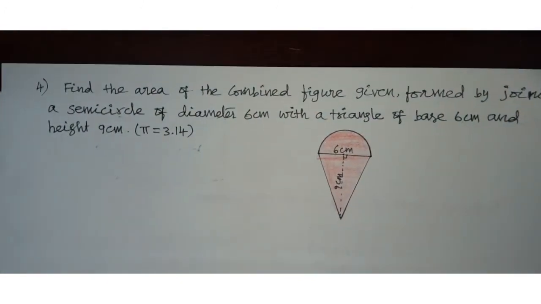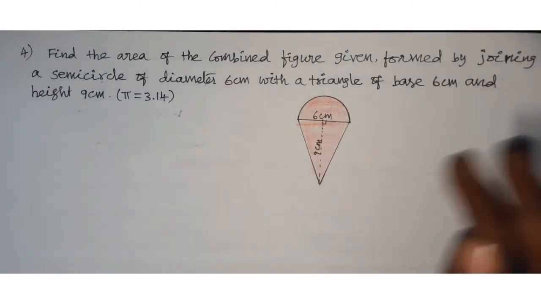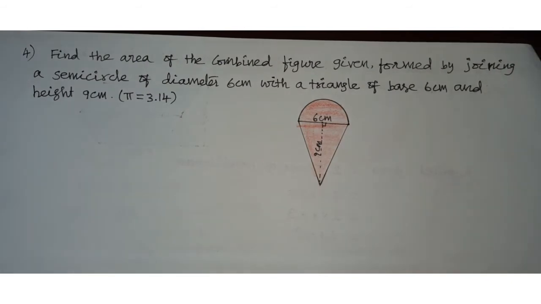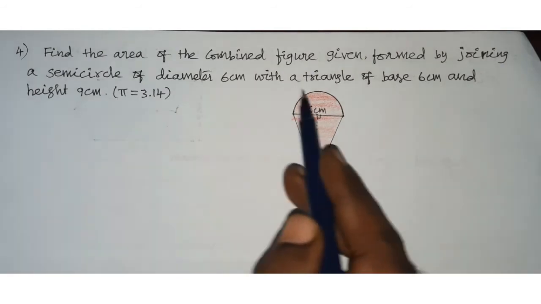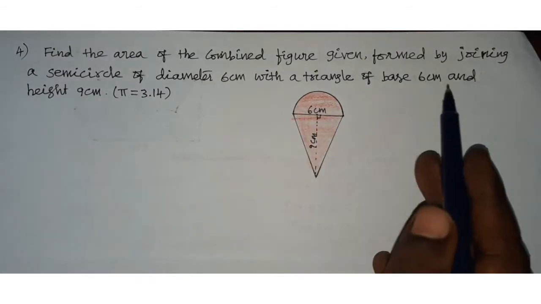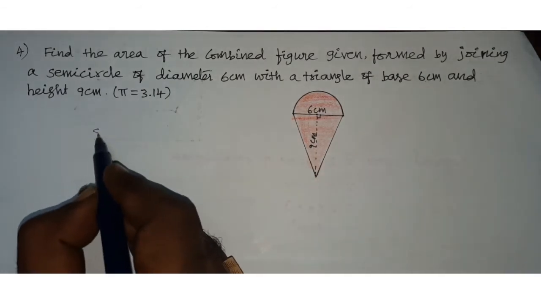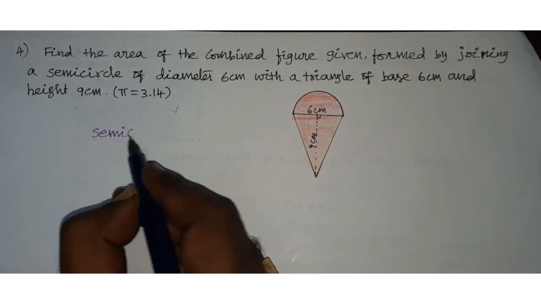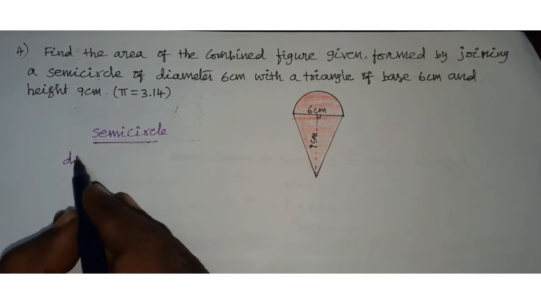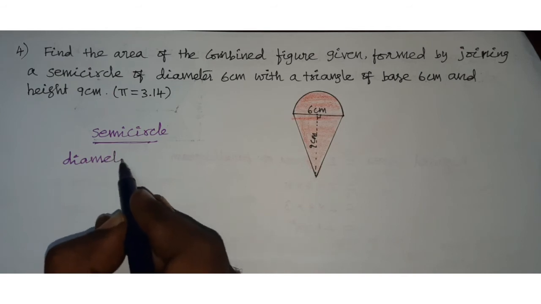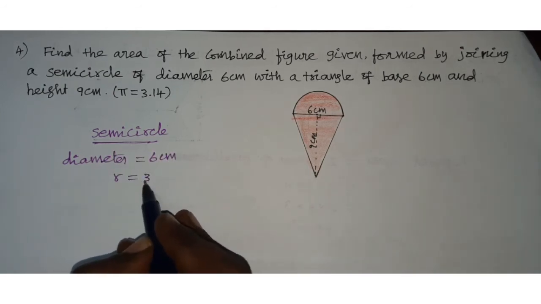Now look at the fourth sum. Fourth sum also, find the area of the combined figure formed by joining a semicircle of diameter 6 cm with a triangle of base 6 cm, height 9 cm. So here the given two shapes. The first one is a semicircle. So for the semicircle the given diameter equal to 6 cm. So therefore radius equal to 3 centimeter.